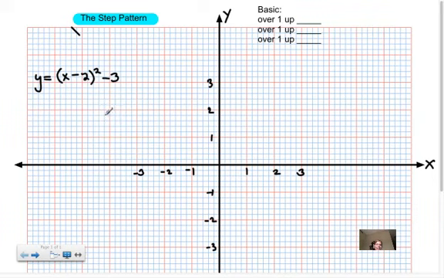Okay, this video is about the step pattern and how we use that to graph a quadratic relation. So let's take a look at this given quadratic relation: y = (x - 2)² - 3.